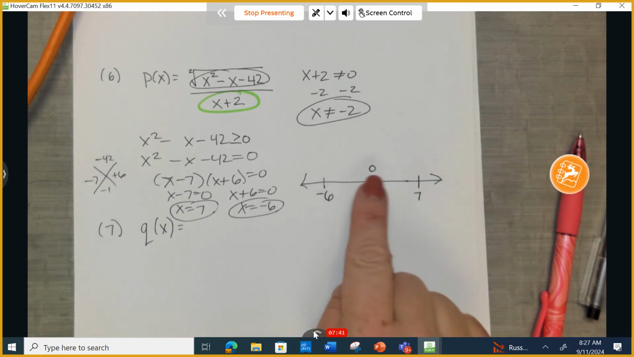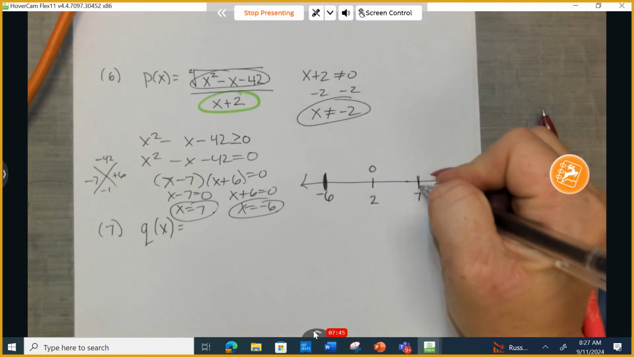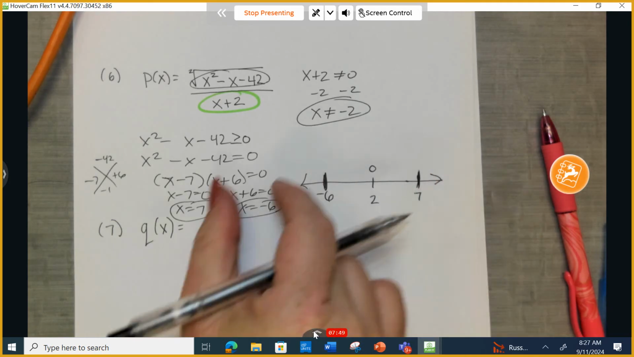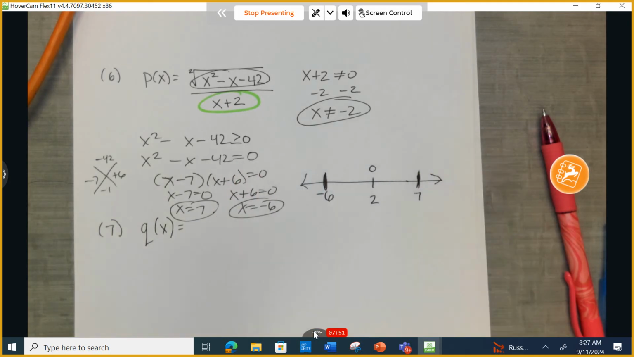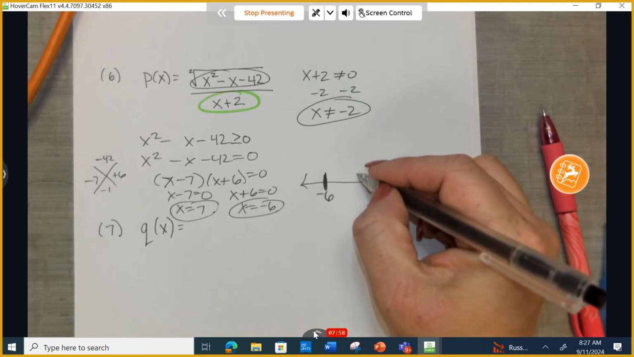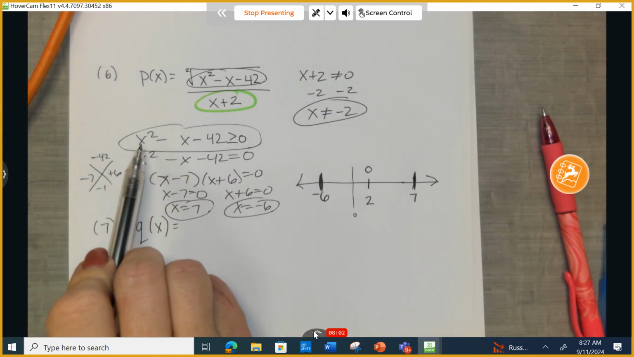So I'm going to ignore this right now and decide for these 2 hash marks, when it comes to shading, is it going to be yes, no, yes, or vice versa, no, yes, no. What is the easiest number to choose? I think it's 0. As long as the 2 hash marks are not 0, we can choose 0. So 0 is like right here. I'm going to test 0 right now with this inequality. And yes, I could plug it in the calculator, but I think it's easier just to do mental math.